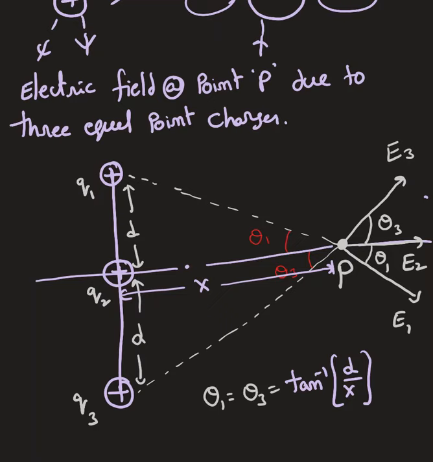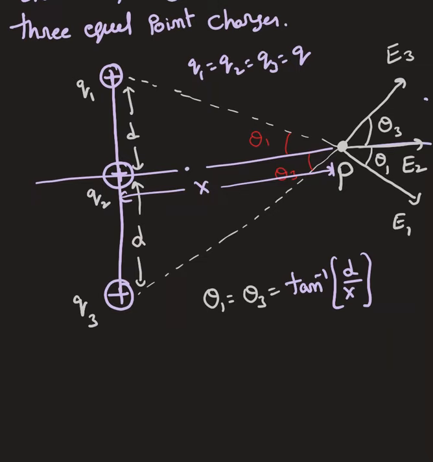We are finding electric field at point P due to 3 equal point charges. Assume that all 3 charges, Q1, Q2, Q3, are equal to Q. These 3 charges are placed on the y-axis, and we want to find electric field at point P, which is on the positive x-axis side. Q2 is placed at the origin, Q1 is on the positive y-axis at distance d, and Q3 on the negative y-axis at distance d. Point P is at distance x from the origin.